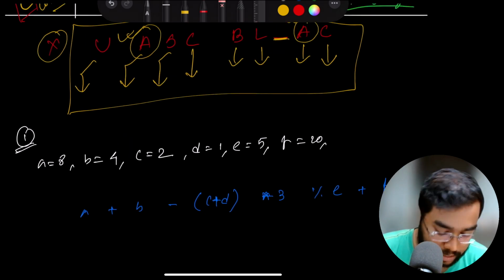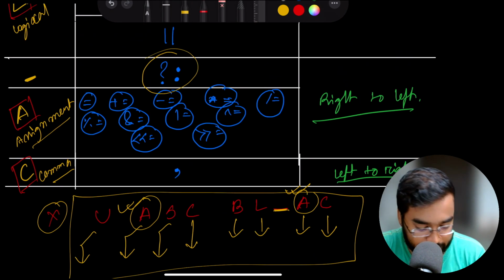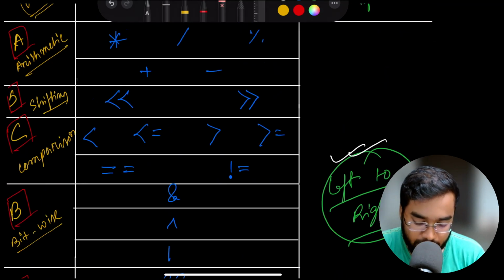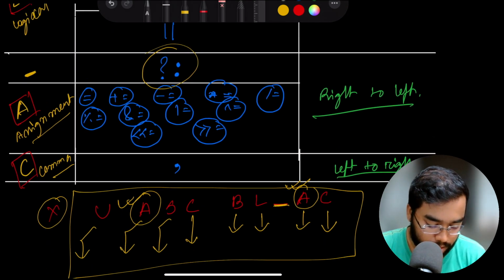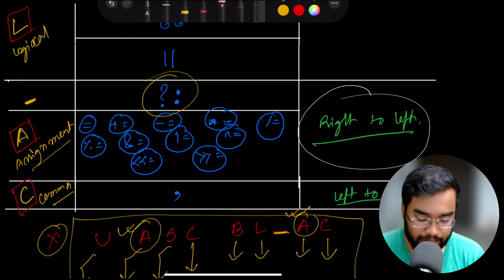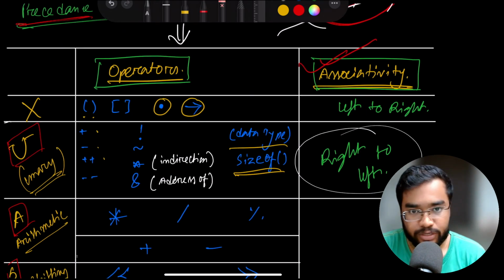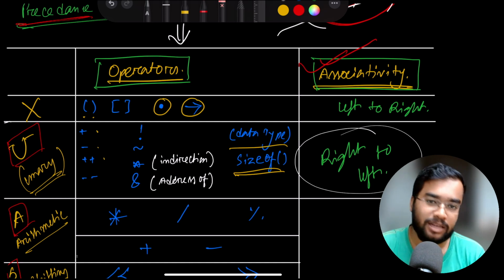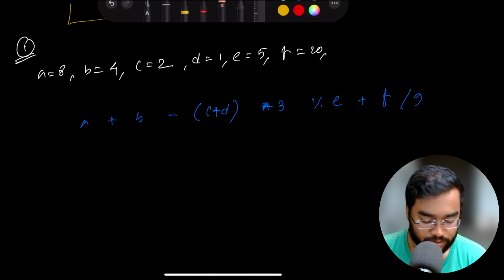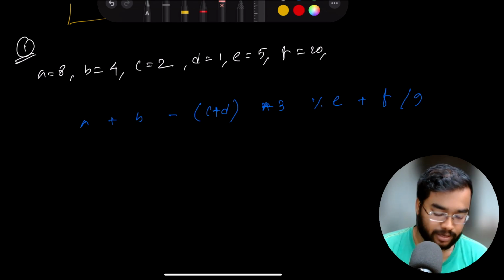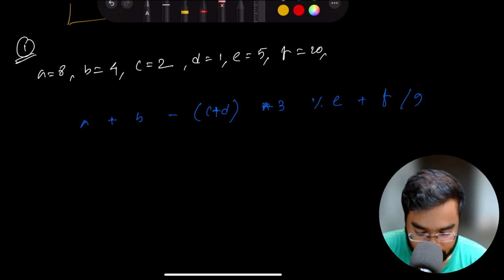Right? So you ask black. So obviously A is left to right. Another thing is that right to left is only for two, unary and assignment. Only these two are right to left associativity. Otherwise, everything is left to right associativity. So be blind and use the left to right associativity.